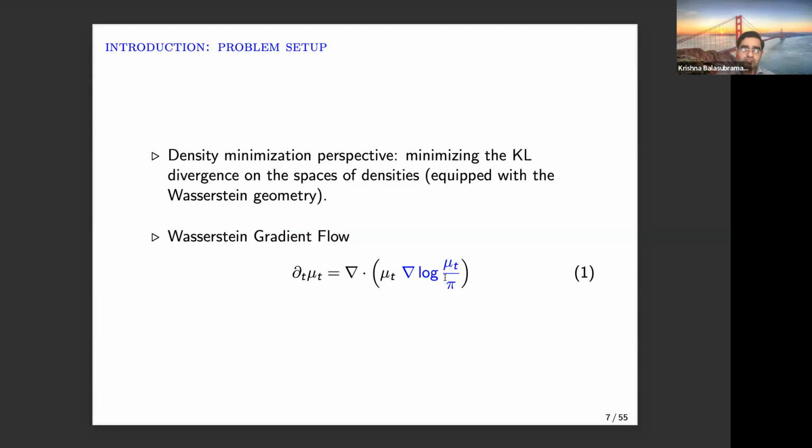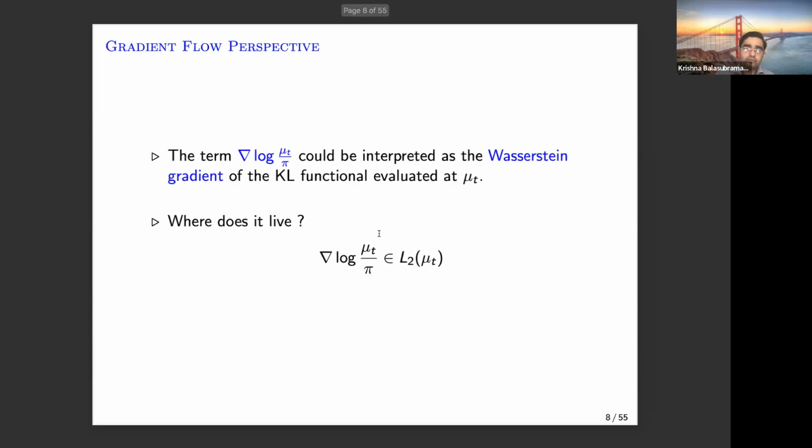So you have something called the Wasserstein gradient here. And this equation in some sense corresponds to something called a gradient flow. And you can discretize it and things like that to do some actual algorithm in practice, right? So this is exactly what I told. This term is what is called the Wasserstein gradient of the KL evaluated at the mu t point, right?